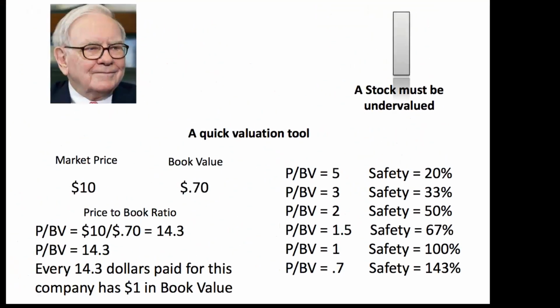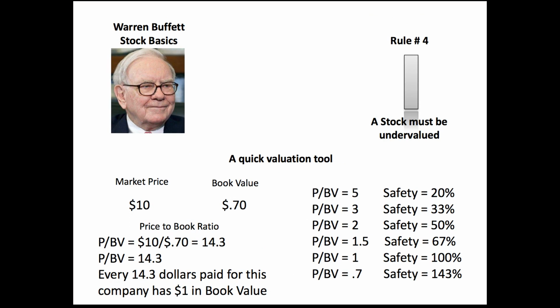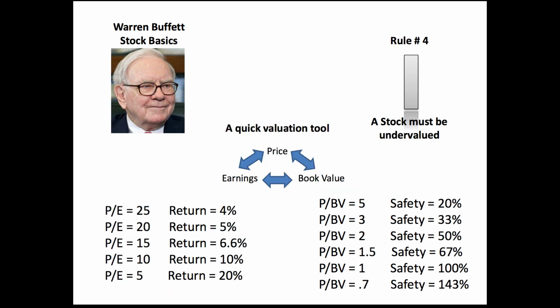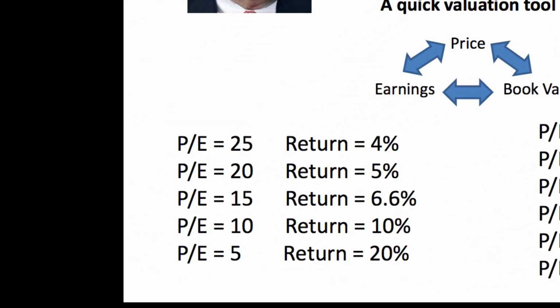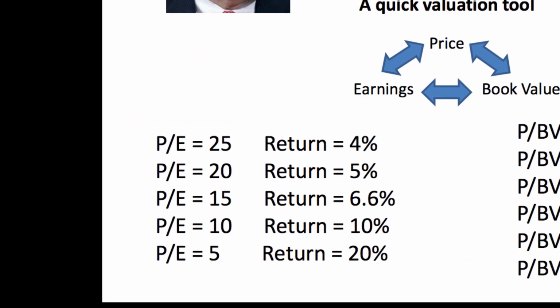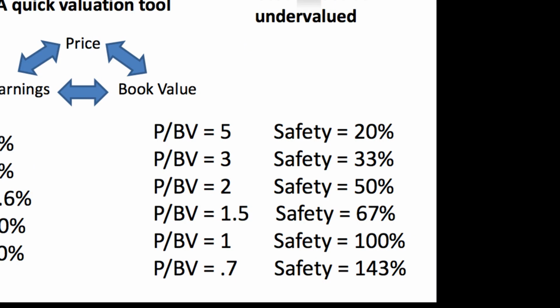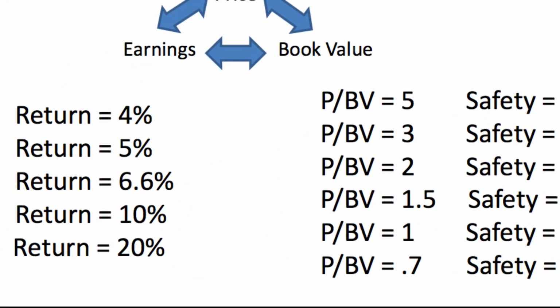So what does all this mean that we're talking about here? What I've done is, on the left-hand side, those are the PE ratios. That's our price and our earnings. And then on the right-hand side, we have the price to book value. We know that the earnings talk about the return we're going to get on our money, and we know that the book value talks about the safety that's involved with the investment.